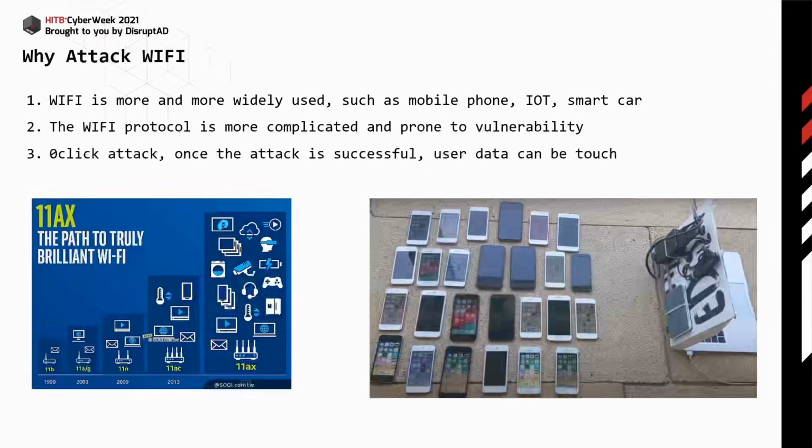Second, the Wi-Fi protocol stack is complicated and needs to process complex data structures and state machines, so it is prone to vulnerabilities. Third, once the vulnerability is successfully exploited, the attacker can achieve a zero-click attack and gain access to users' network data. For example, the picture on the right shows Google Project Zero attacking an iPhone through a Wi-Fi vulnerability.